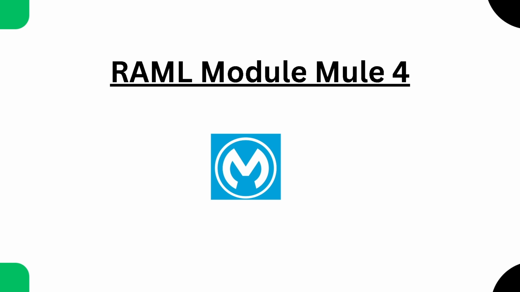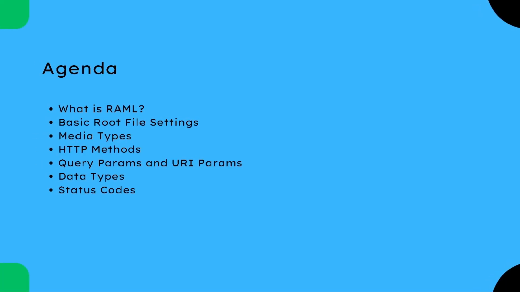So guys, in today's session, we're going to learn about a RAML module in Mule 4. These are the list of topics which we are going to cover today. The first topic is what is RAML. The second one is how you can set up a basic root file in Anypoint Platform in Design Center. What are media types? What are all the HTTP methods we can use while designing RAML? What are query params, what are URI params, and what data types are involved while designing the RAML, and how you can utilize the status codes while designing the APIs, while designing the mocking service in Design Center. Guys, let's start with the first topic.